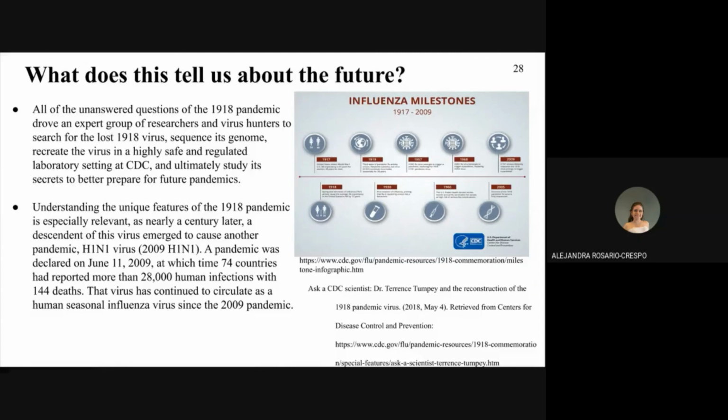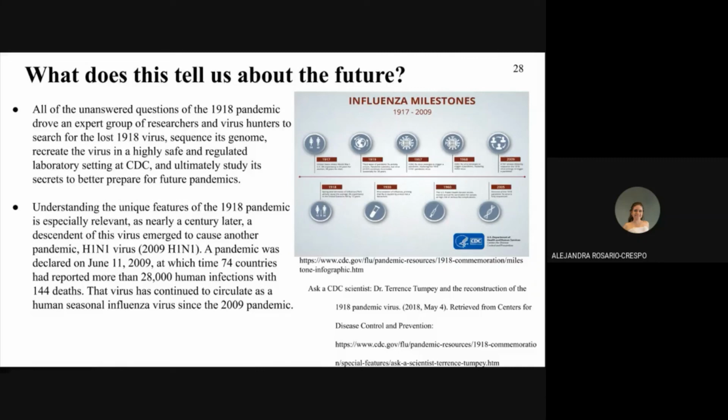Later on, in 1957 and 1968, we saw the surge of new viruses like H2N2 and H3N2. Many researchers were fascinated, and through collaboration, they were finally able in 2005 to sequence its genome and recreate the virus in a controlled lab at the CDC. This knowledge is very important because later in 2009, a distant relative of the Spanish flu provoked a pandemic in which 74 countries reported more than 28,000 infections and 144 deaths.